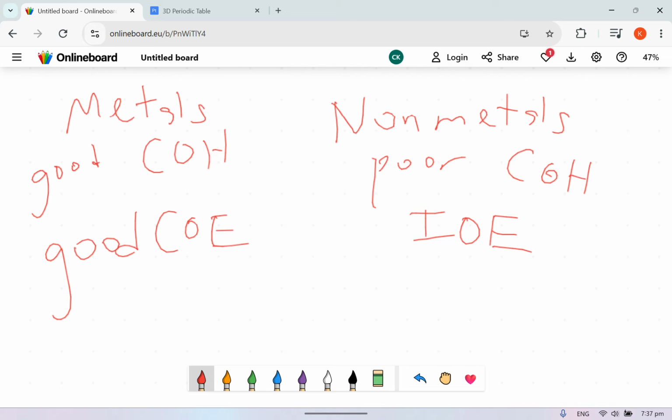Basically, it's the ability to conduct heat or conduct electricity. Conduct heat is a better example. For example, if I have a cooking pot over here, right, I'm cooking something. Do you think this will be made of a conductor?